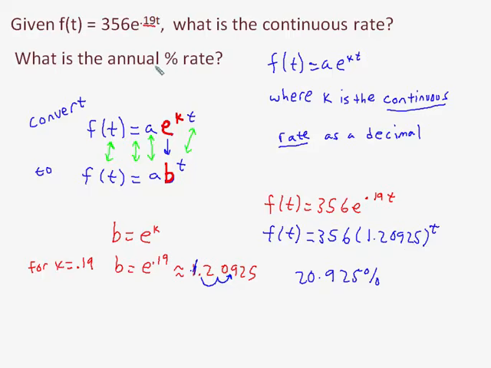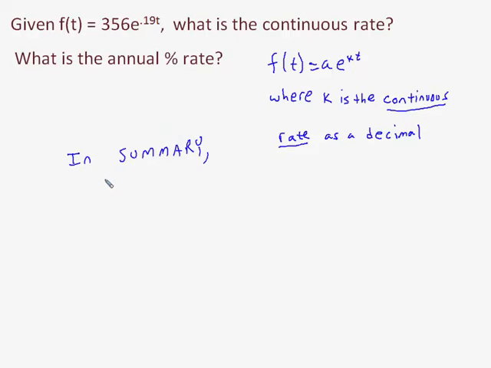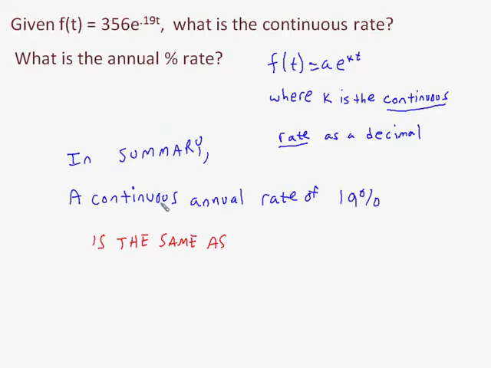So my answer for the annual percentage rate would be 20.925%. Since you're using the word annual here, you would not have to write per year, but notice that if it just said what is the percentage rate, a rate does imply change over time, so you'd have to write per year. So in summary then, a continuous annual rate of 19%, notice I said continuous, is the same as an annual rate of 20.925%. Notice I did not say the word continuous here.